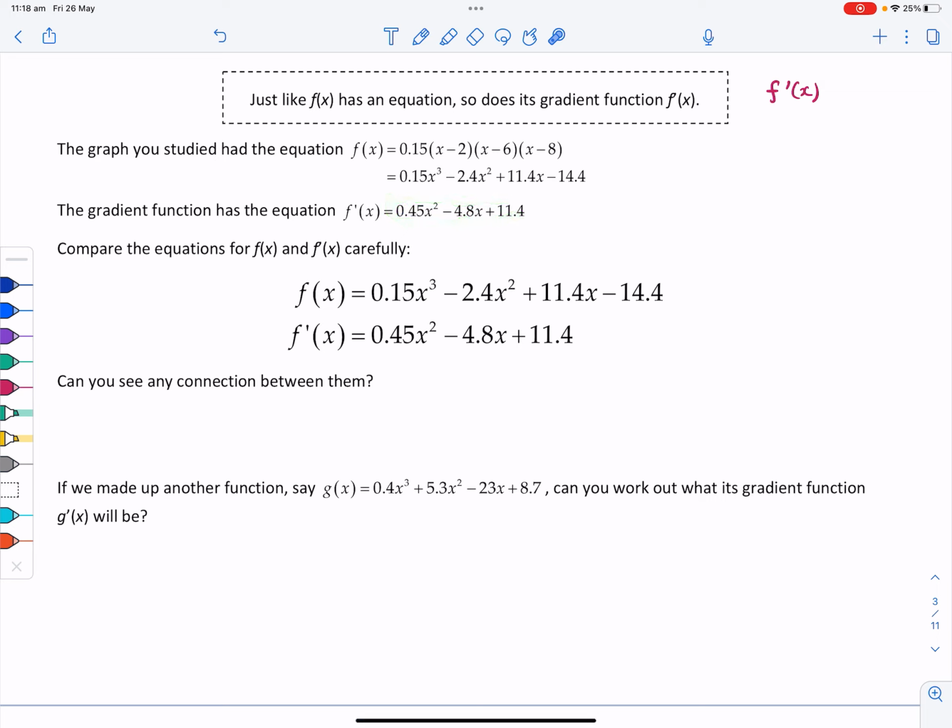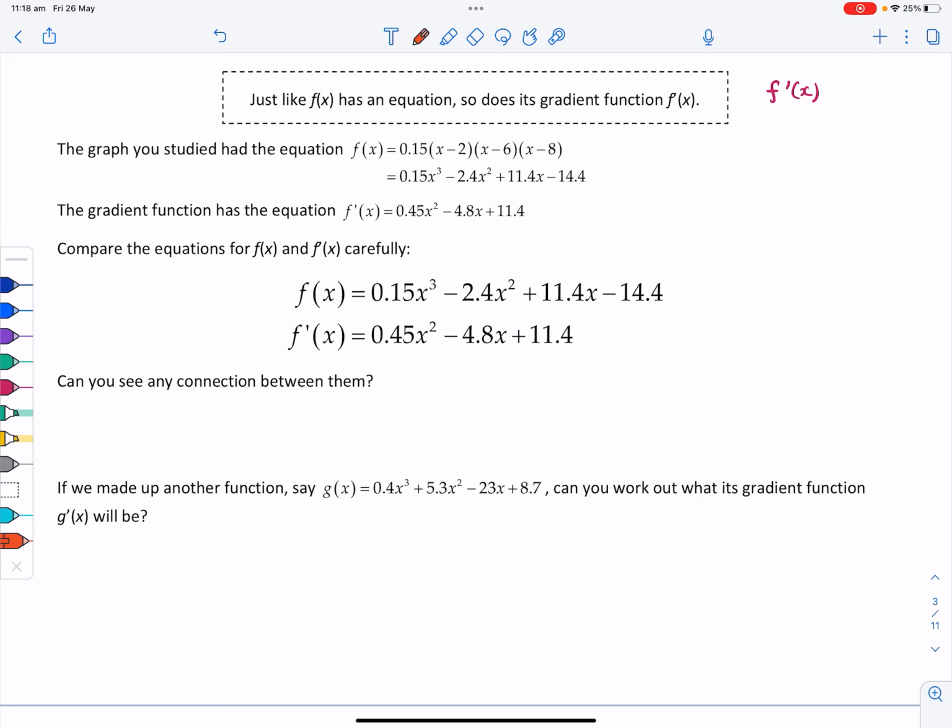Now I want you to look at them carefully. So have a look here. I've got the original function in expanded form, and I've got the gradient function. Can you see any connection between them? You'd just like to pause the video and allow yourself 30 seconds. You should be able to see a lot of connection.